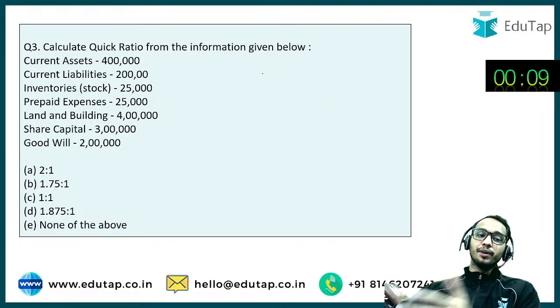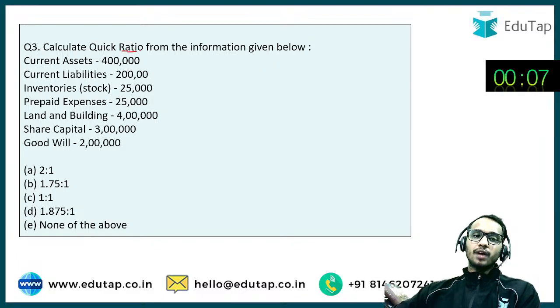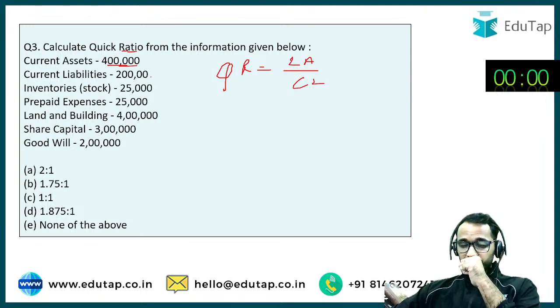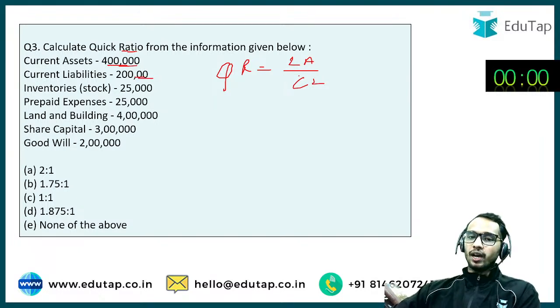Okay, now we have the numerical. You have to calculate quick ratio from the following information. First of all, what is the formula for quick ratio? That is liquid asset or quick asset divided by the current liability. Now, current asset is 4 lakh rupees and your current liability is given to you 2 lakh rupees directly. So current liability, you will place 2 lakh.